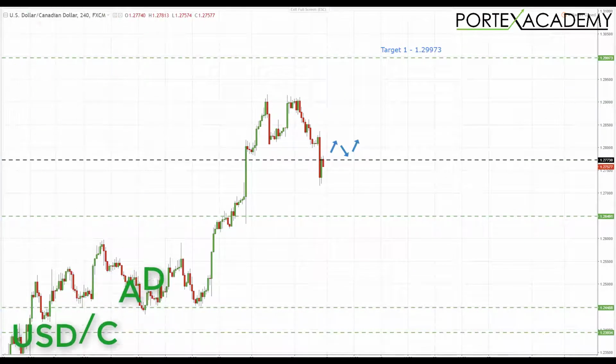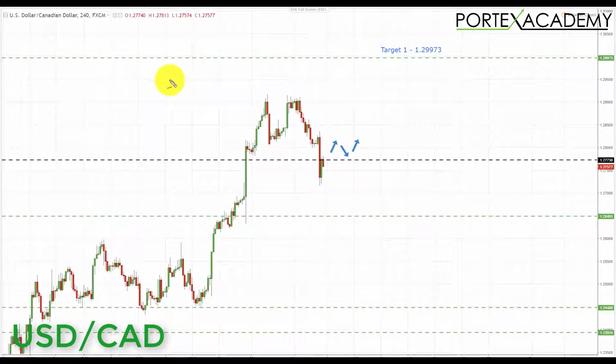The next pair we're going to look at is the US dollar CAD. Last week we were looking for a pullback and a move back down to retest the broken area of resistance turning support at the 1.27730. Now we are testing this area of support fairly deeply, so what we're looking for next week is a push to the upside.